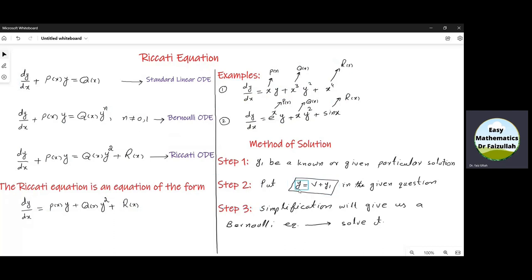In step number two, we shall substitute y equals v plus y1 in the given equation, and we shall simplify it. So it will automatically be reduced to a Bernoulli ordinary differential equation. And then we know how to solve a Bernoulli ordinary differential equation.